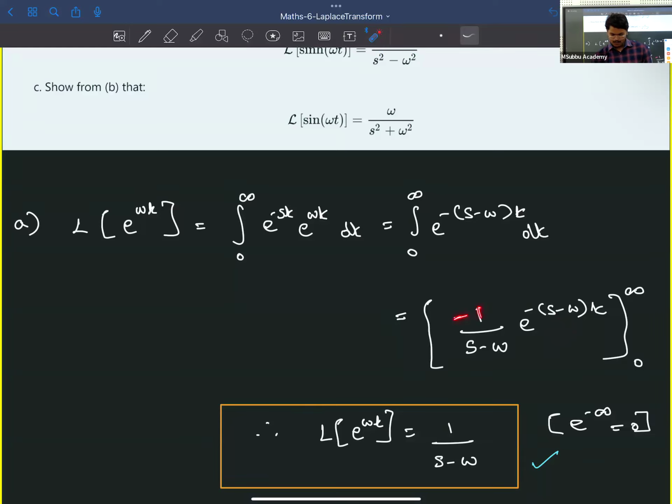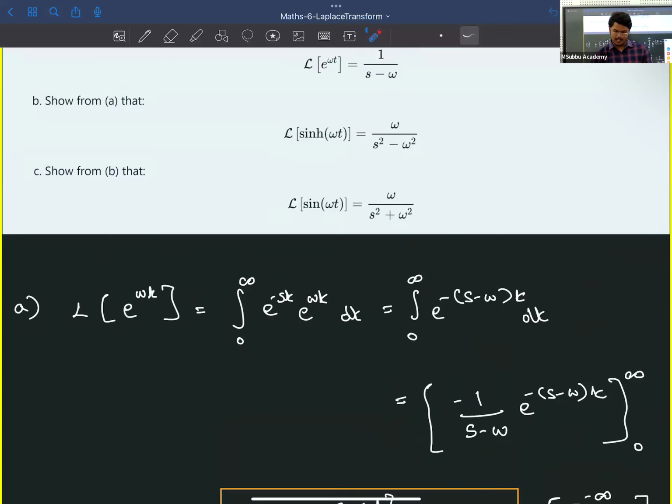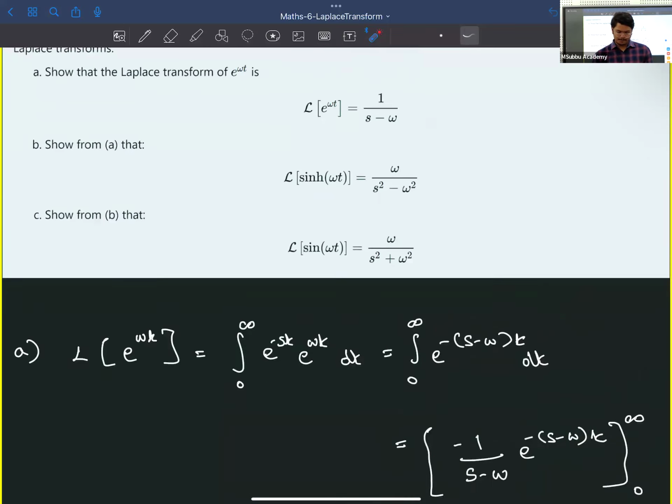So when you have minus 1 by, just a minute. So this whole term will become 0 at infinity, and when you substitute 0 here, this will become 1. So upper limit minus lower limit, so already a minus will be there. So minus into minus is plus. So 1 by s minus omega. So you'll have the proof here.